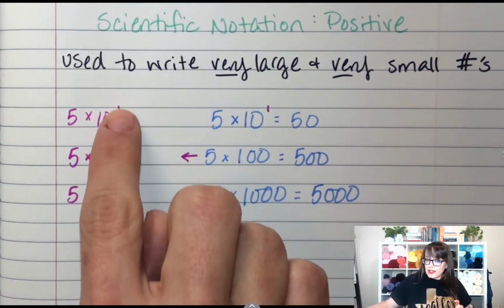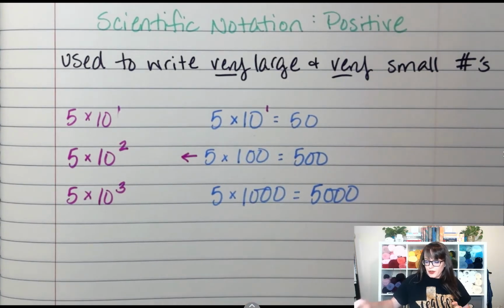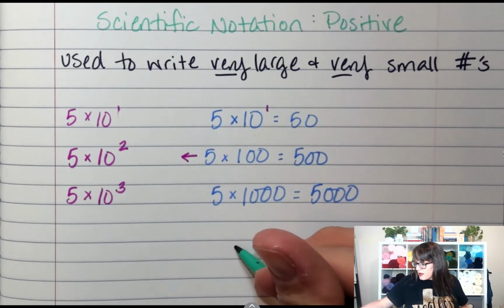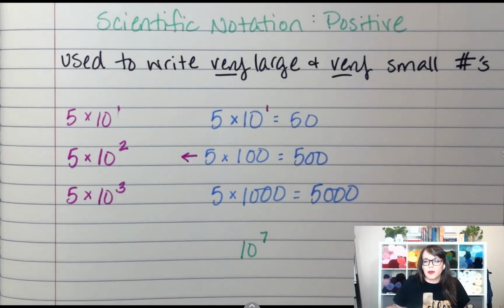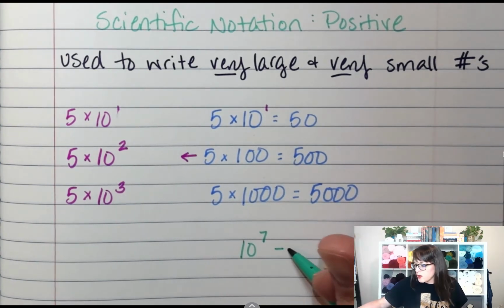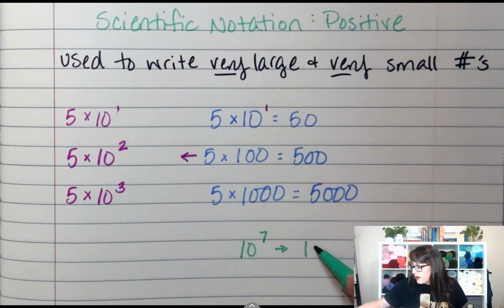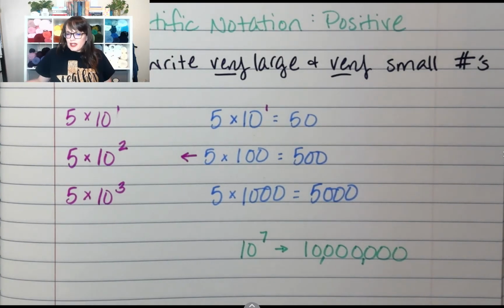And so when I have these positive exponents, I end up with bigger and bigger numbers. So if I had, let's say, 10 to the 7th power, how many zeros would there be for 10 to the 7th power? There'd be 7 zeros. So we would write 1, and then 1, 2, 3, 4, 5, 6, and 7. Now, that's a big number.